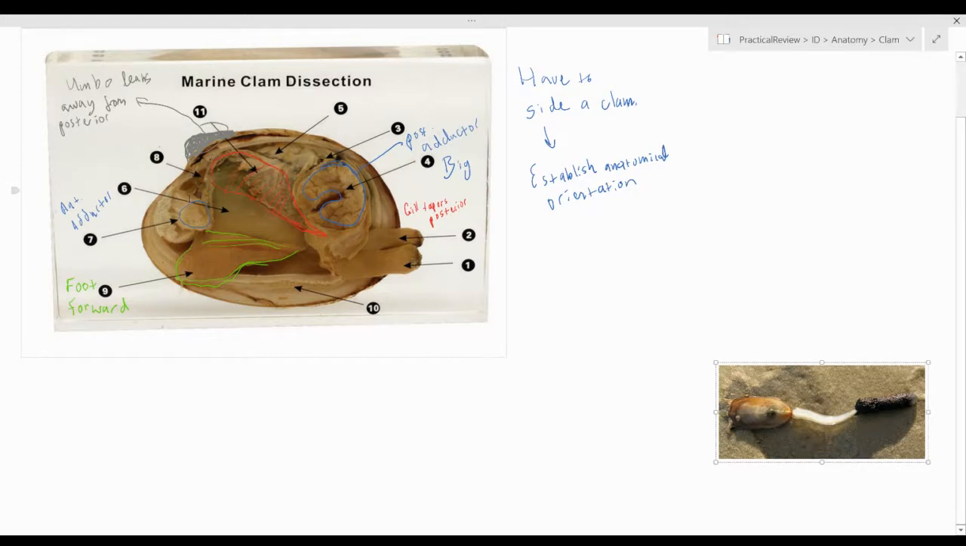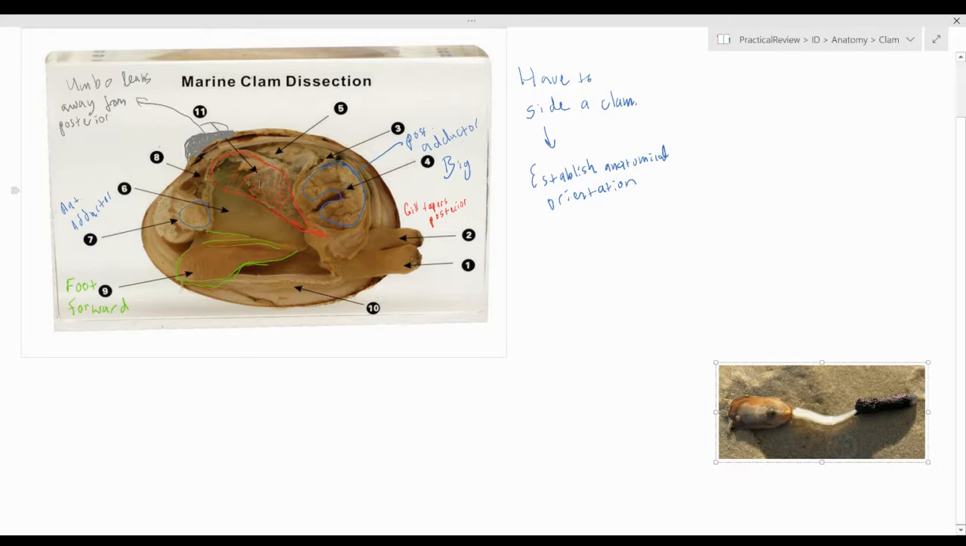So then you'll have these two large muscles that are used to keep the shell tight together. And now you can identify this one as anterior and this one as posterior. The posterior one is usually a little bigger, by the way.